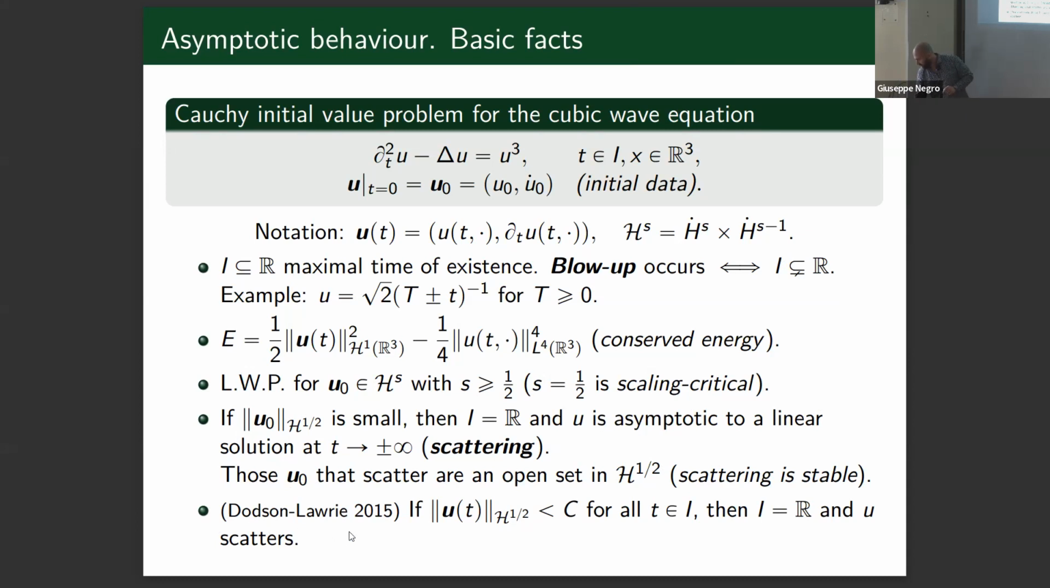This is a theorem, Dodson and Lowry. I am lying a little bit here. This only holds for radial functions, but they have lots of partial progress in the non-radial case. I don't know where they are. It's very likely that this theorem is true, even though strictly speaking it's proven only for radial. But my solution is going to be radial anyway.